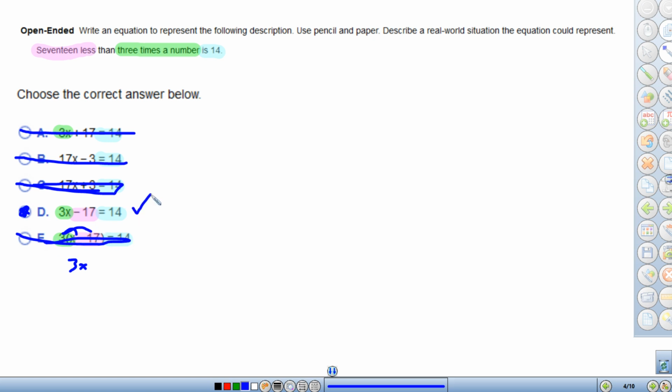That is our answer. All right, students, now that you know how to write two-step equations, we're ready to move on to 5.2. We're going to be learning how to solve those two-step equations.